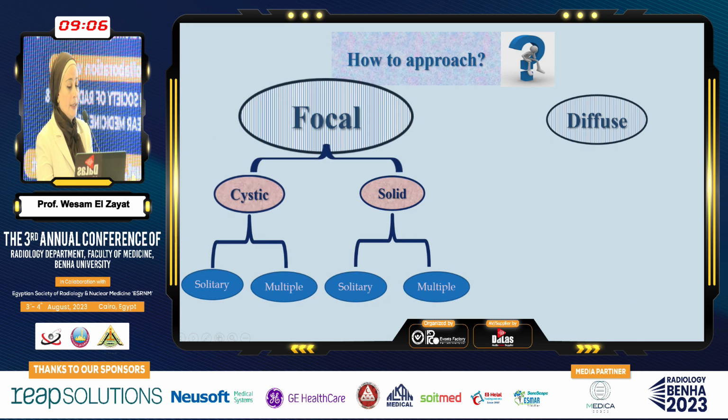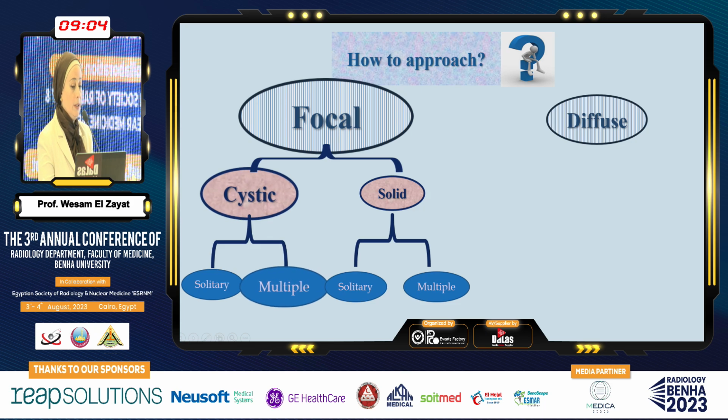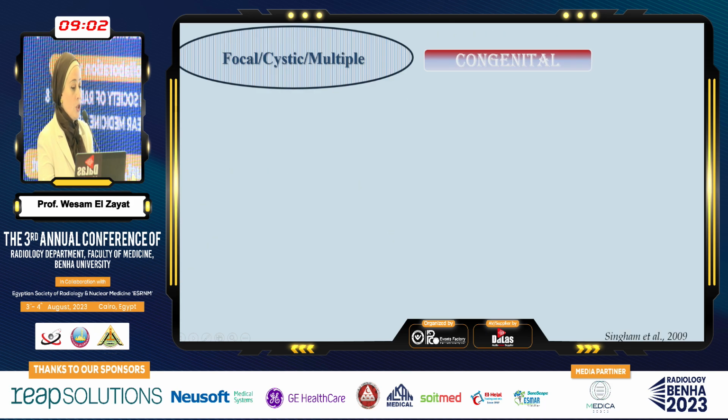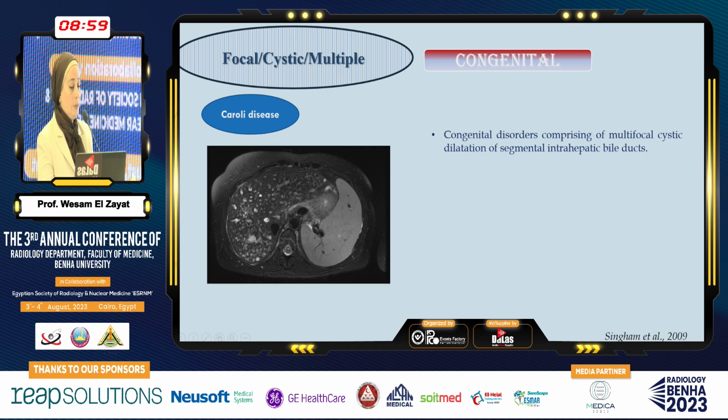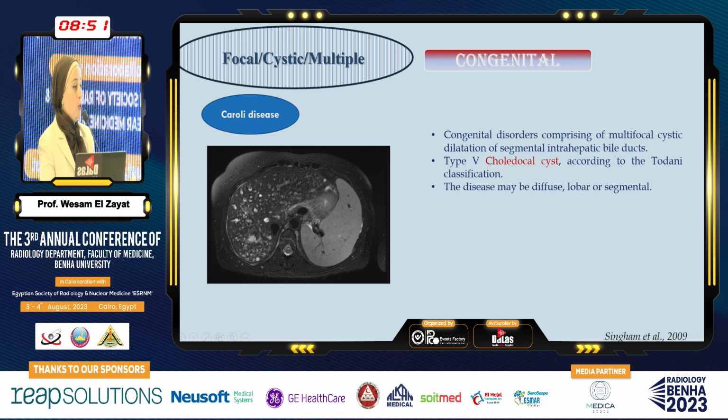For focal cystic multiple lesions, still the congenital ones, like Caroli disease, multiple cysts of the intrahepatic bile ducts. They are type 5 choledochal cyst according to the Todani classification. They may be diffuse, lobar, or segmental, and common associations are the medullary sponge kidney, and autosomal dominant and recessive polycystic kidneys.